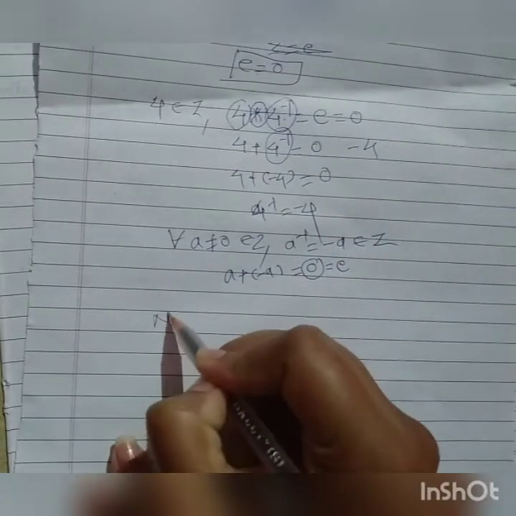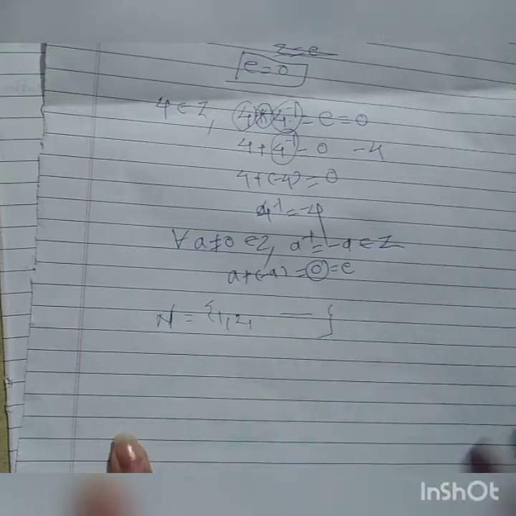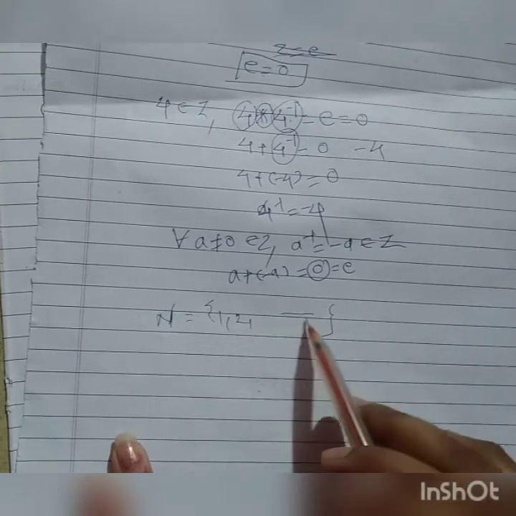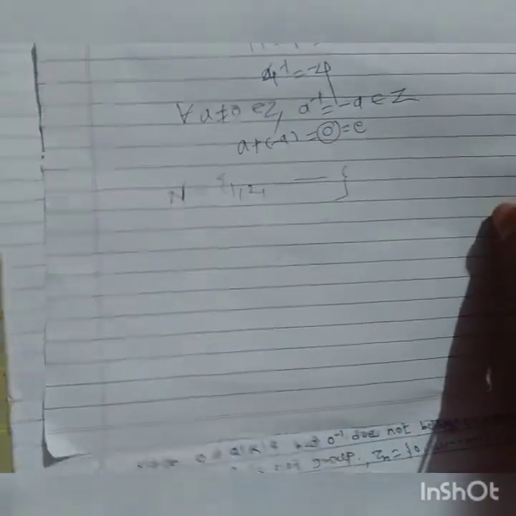We know that the set of natural numbers starts from 1, 2, 3, and so on. It is an infinite set. The set of natural numbers starts from 1 and goes on. Therefore, are all properties satisfied in the set of natural numbers?